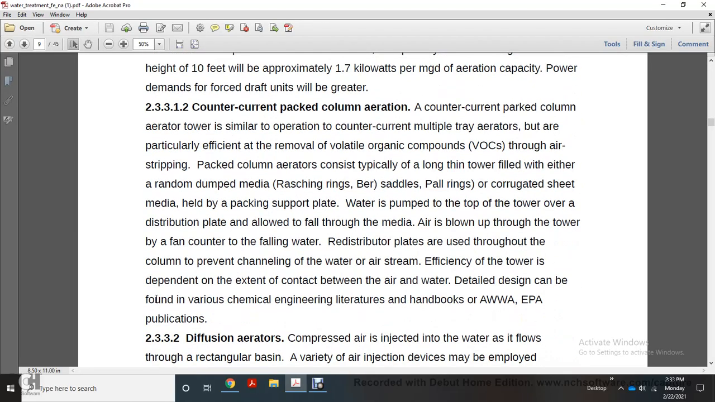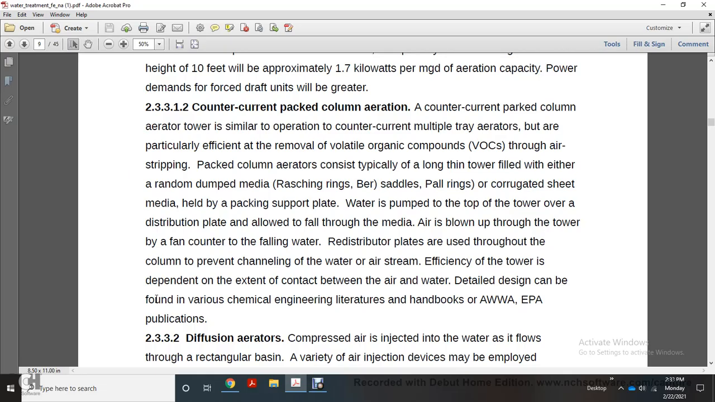Alright, countercurrent packed column aeration. Countercurrent packed column aerator towers, similar in operation to countercurrent multiple tray aerators, are particularly efficient at removal of volatile organic compounds by air stripping. Packed column aerators consist typically of a long thin tower filled with either a random dumped media, such as Raschig rings, Berl saddles, ball rings, or corrugated sheet media held by a packing support plate.